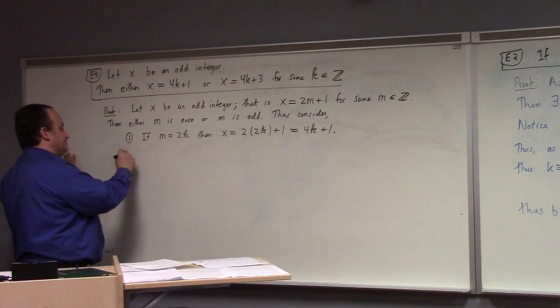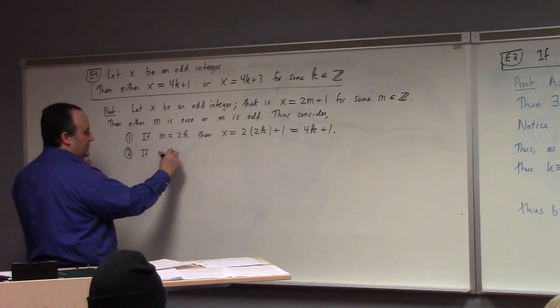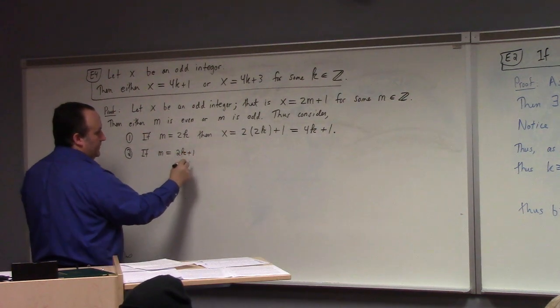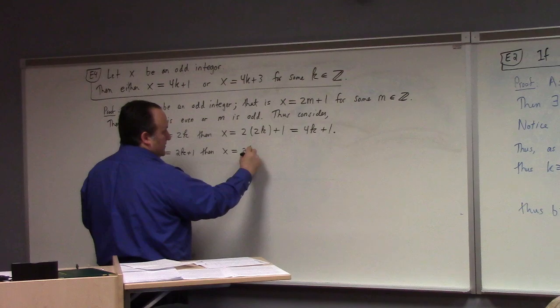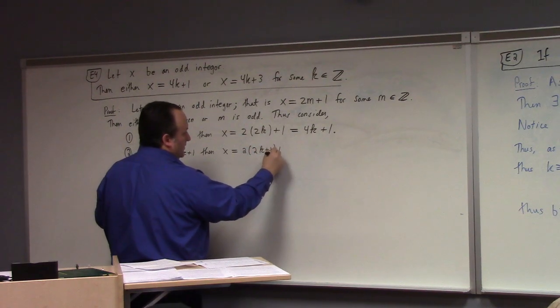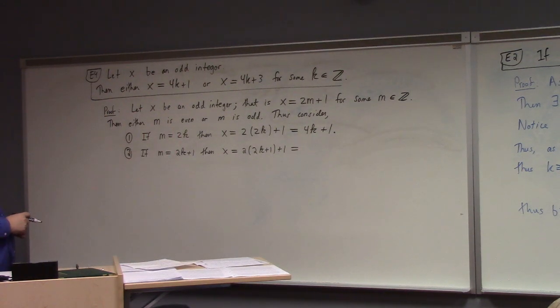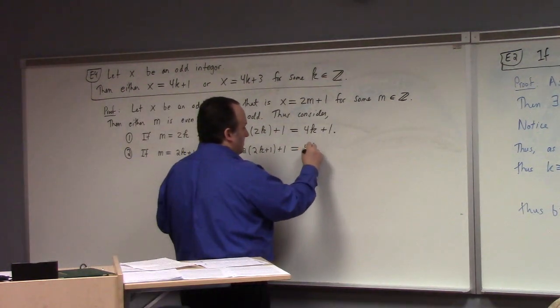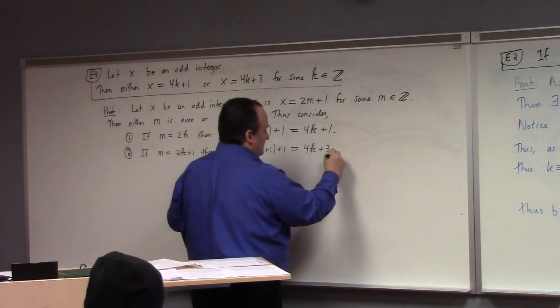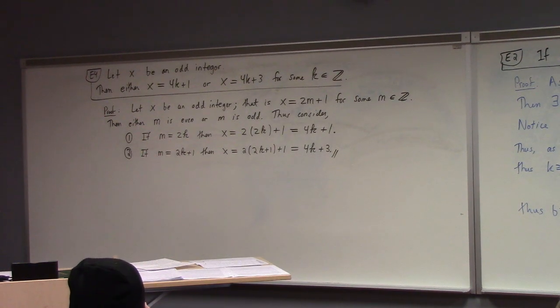Case number two. If m is equal to 2k plus 1, then x is equal to twice 2k plus 1, plus 1, which is equal to what? 4k plus 3. And we're done. Because we've just shown that if you have an odd integer, it's either equal to 4k plus 1 or 4k plus 3 for some integer k.